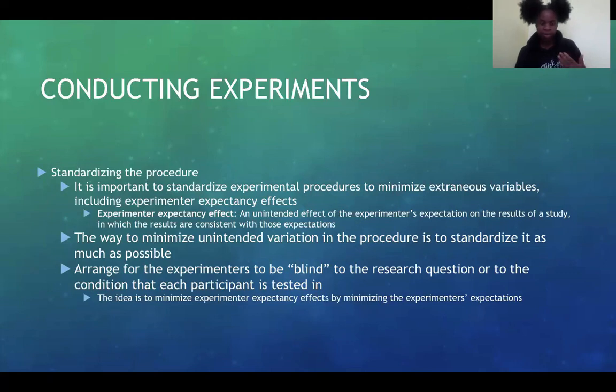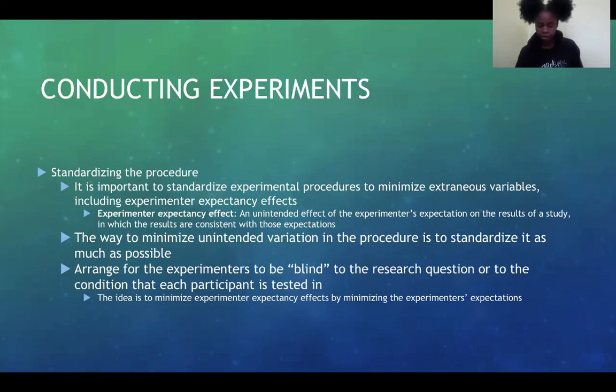Again, we are just going over the ways to minimize unintended variation, to standardize the procedure. You can train multiple experimenters on the protocol together, have them practice the procedure on each other and evaluate each other's consistency with the protocol. You can be sure that the experimenters test participants in all conditions. For example, avoid having one experimenter test participants in one condition and another experimenter test participants in another condition.